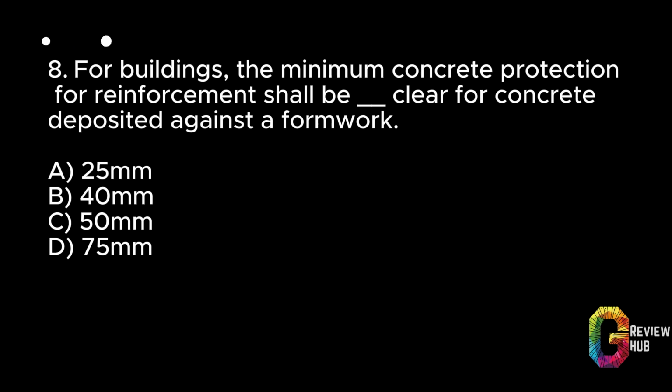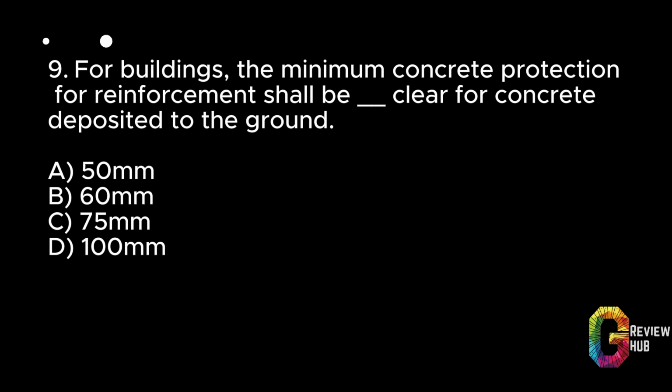8. For buildings, the minimum concrete protection for reinforcement shall be blank clear for concrete deposited against a formwork. A. 25 mm. B. 40 mm. C. 50 mm. D. 75 mm. Answer: C. 50 mm.